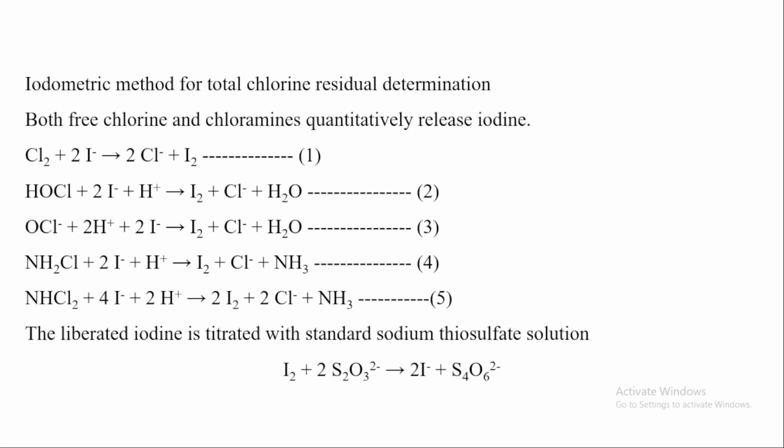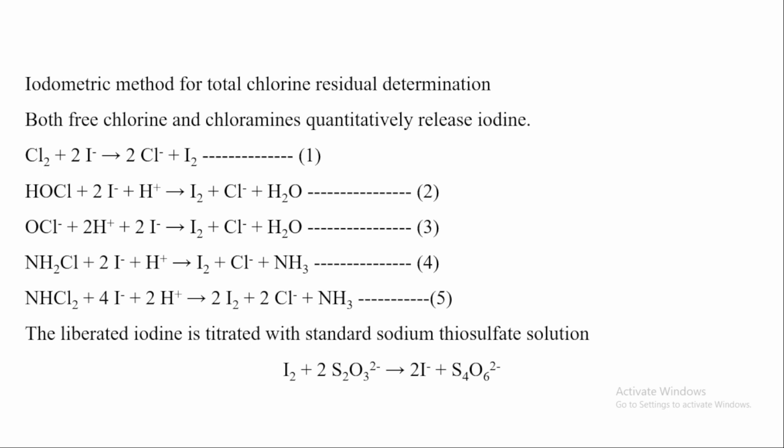Okay. So, I2 plus 2S2O3 2 minus gives 2I minus, that is, I2 is reduced to I minus, and S2O3 2 minus gets oxidized into S4O6 2 minus. Okay. So, in this reaction what happens? So, this is basically the principle of titration.